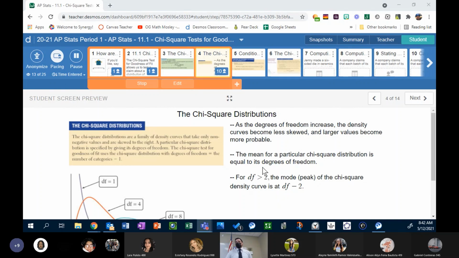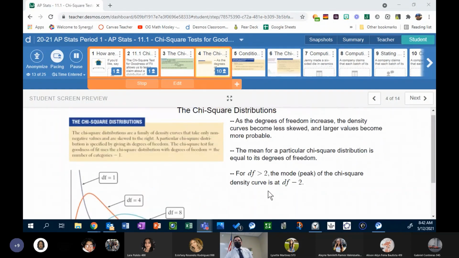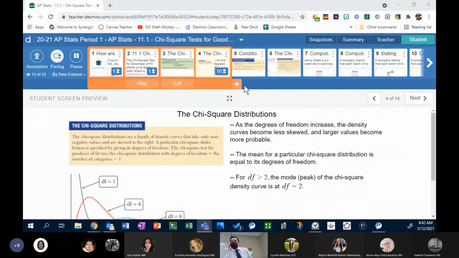The mean for a particular chi-square distribution is equal to its degrees of freedom. And for degrees of freedom greater than 2, the mode, or the peak, of the chi-square density curve is at degrees of freedom minus 2. Those are just some things to be aware of with our chi-square distributions.